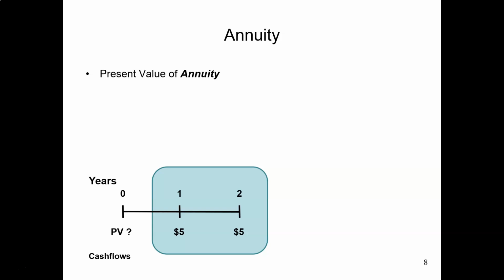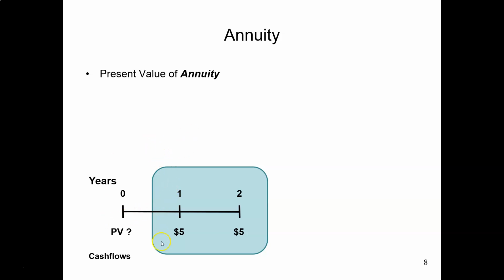Now here's the question: how can we know the present value for this annuity cash flow? Well, we talked about the discounting process in the first video of Lecture 3. Here we can use the discounting process.